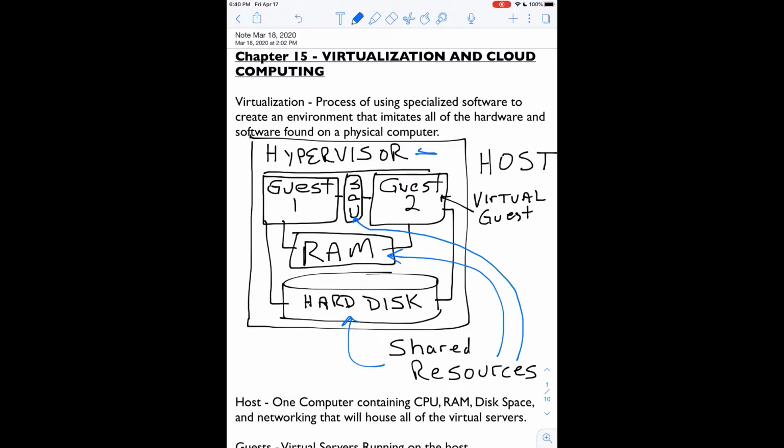Hello, today we're covering Chapter 15, Virtualization and Cloud Computing. This is for the Network Plus exam.